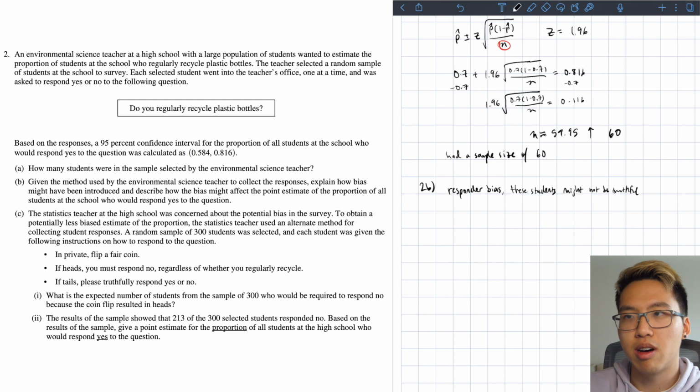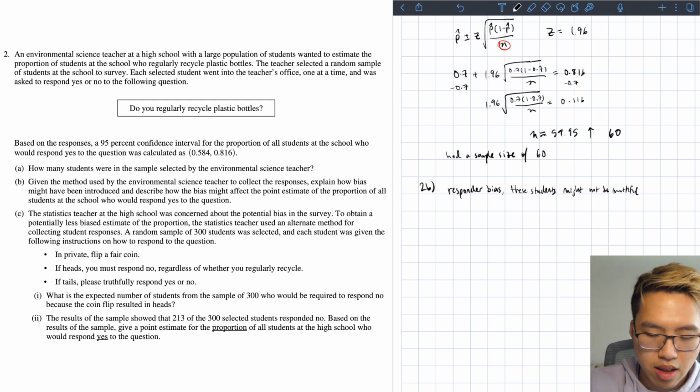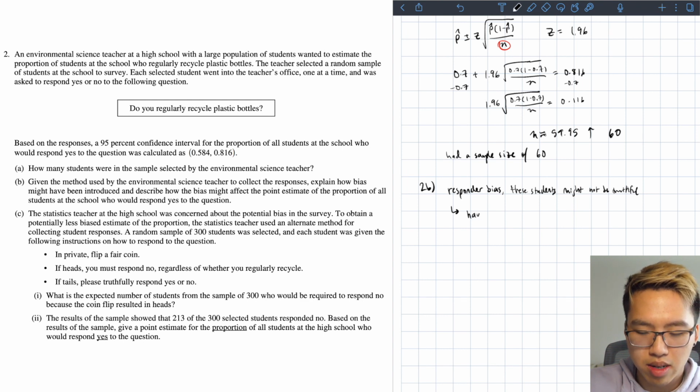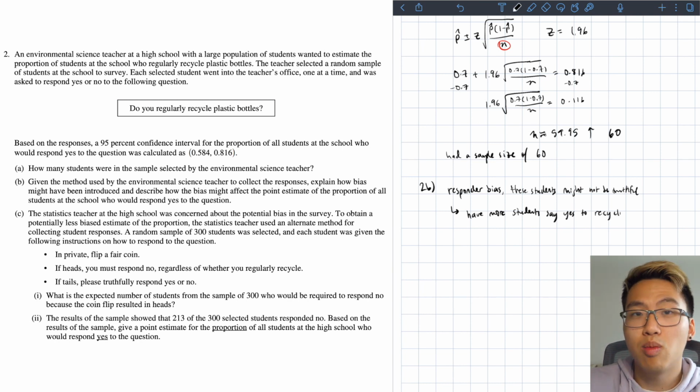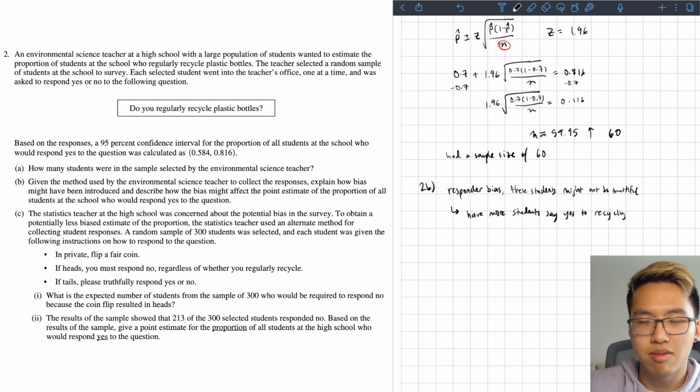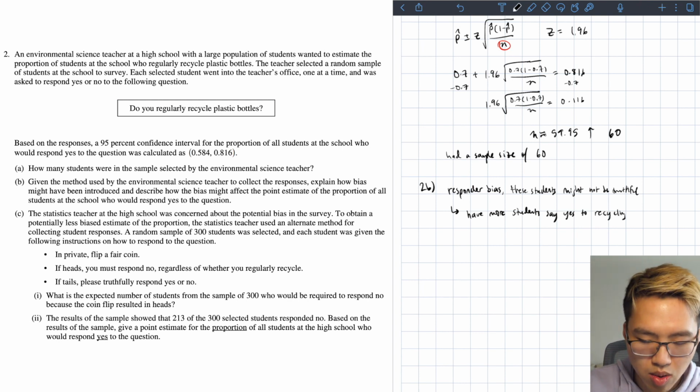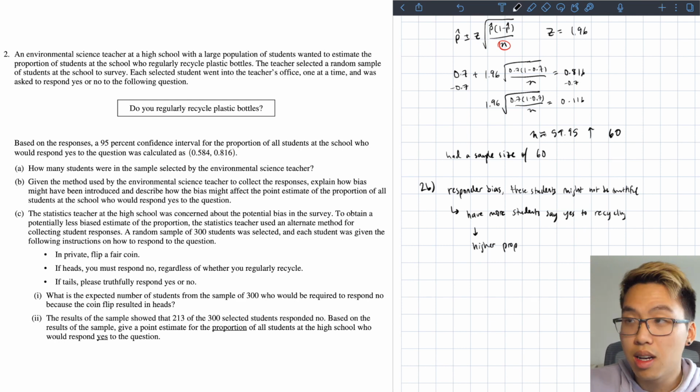So I'm going to write down responder bias and how it might affect the point estimate. Basically, with this responder bias, you're going to have more students say yes to recycling, even when in reality they might not recycle. And that is going to result in a higher proportion of students.